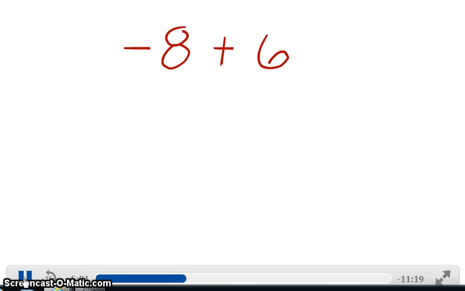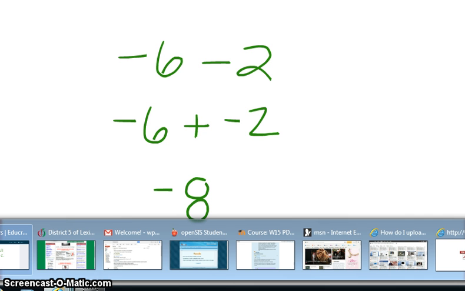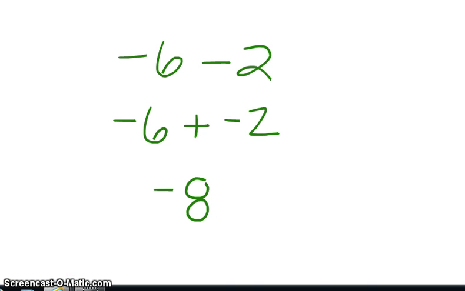Now let's take a look at this problem. We have negative 6 minus 2. And again, we want to turn our problem into an addition problem, so we're going to rewrite it. Negative 6 will stay the same. Keep, change. Plus negative 2. Negative 6 plus negative 2. Signs are the same. We'll add the numbers together. 6 plus 2 is 8. Both numbers are negative, therefore our answer is negative 8.